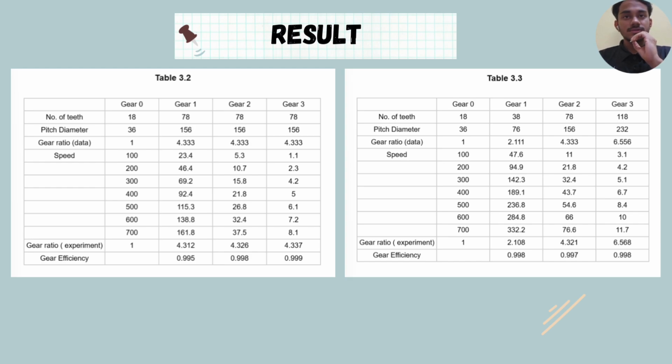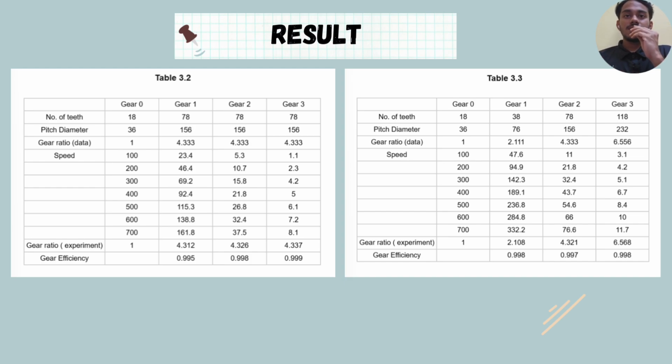So this is the result of the experiment. First, for table 3.2, the theoretical gear ratio, the supposedly accurate one, is 4.333 for all of the gears: the first gear, the second gear, and the third gear. This is because the number of teeth for each gear is the same.